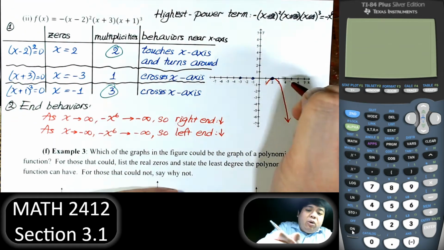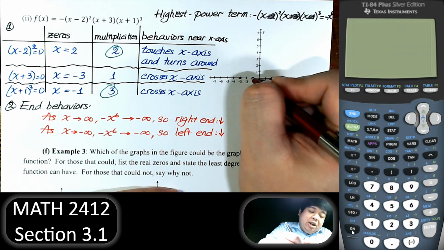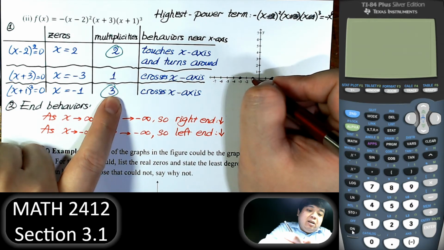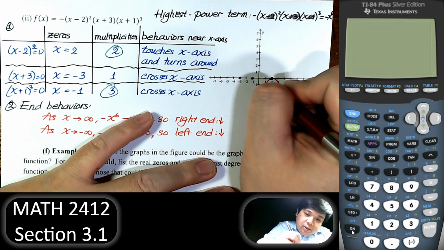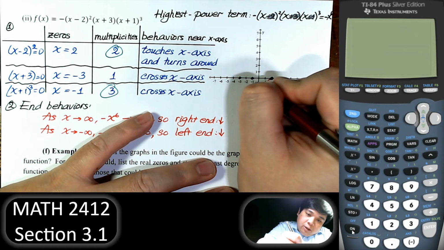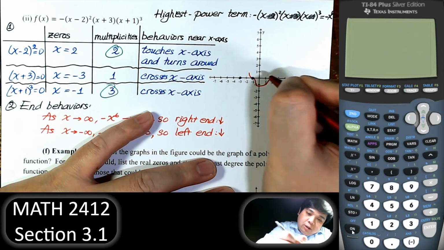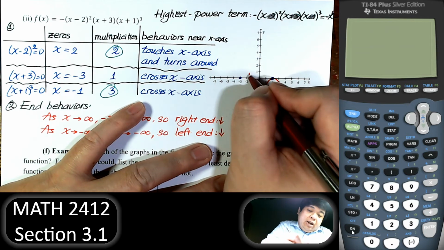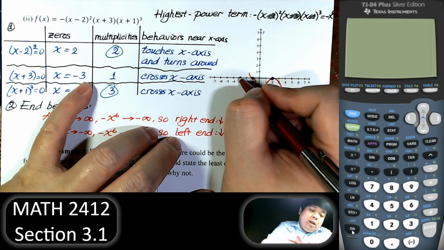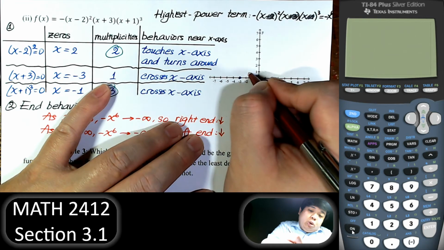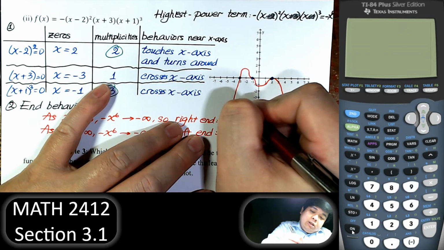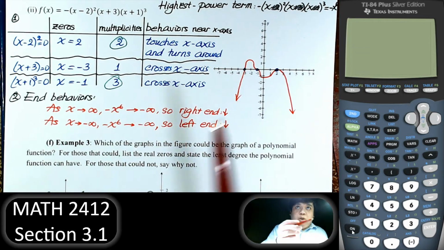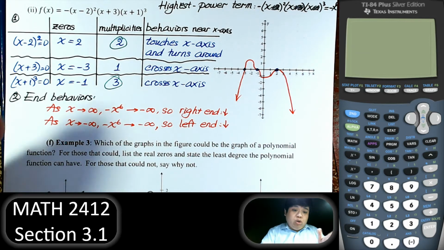Now, if we go down, eventually you have to go up and hit the -1. When it hits the -1, it will be flat, but it will go through it. And then you have to go down to hit the -3, and it will go through it. Because this is the multiplicity of 1, it will cross and go through it, not flat.